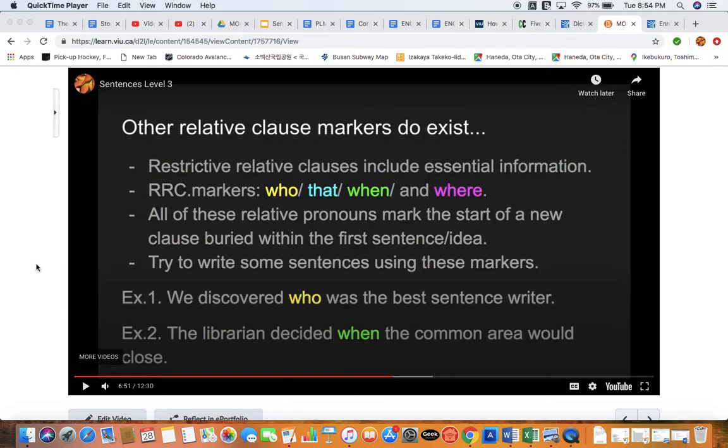One of the students, a really sharp student who's paying very close attention to the videos, noticed that I made a speaking error when I was talking about the second example sentence here down on the screen. When I was describing it right at the video time of about 6:50, I mentioned that I was talking about the noun phrase and the verb in this second clause here, in this restrictive relative clause, when the common area would close. I made the error and I said that would close is the noun. I actually meant, of course, that would close is the verb.